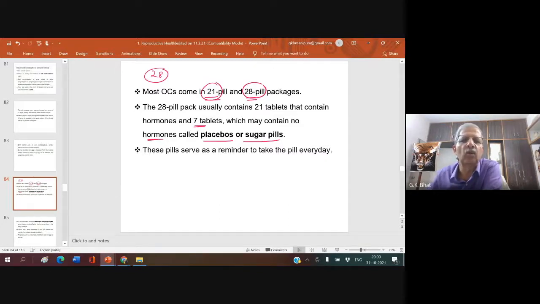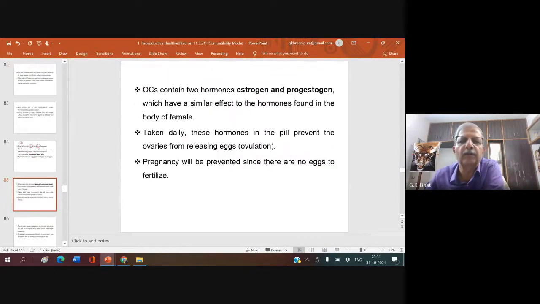And you know that generally women are heavily loaded with one or the other work. So instead of giving much care to remember when to stop and when to start, this pill a woman has to take every day. She need not bother. All the 28 days she takes. So in this 28-day pill, only 21 tablets have the hormone, and 7 tablets are without any hormone, and such tablets are called placebos or sugar pills, and there is no impact at all. Even if you want to take, you can take. Nothing happens because there is no hormone. These pills serve as a reminder to take the pill every day. That's all. I hope you understood my point.